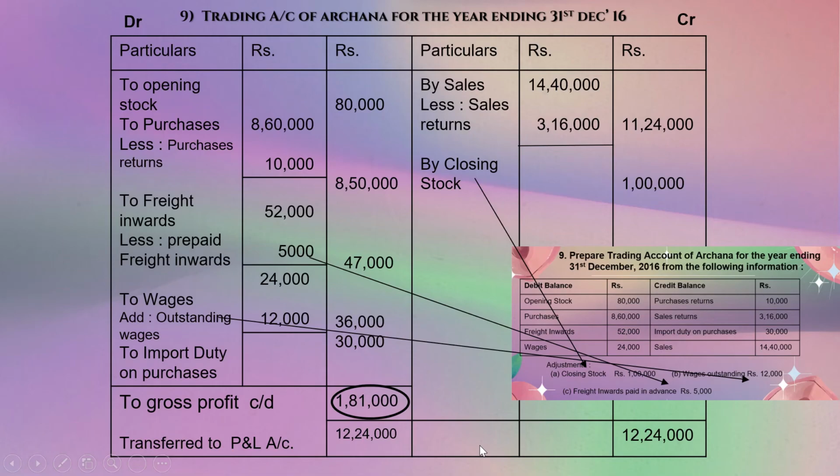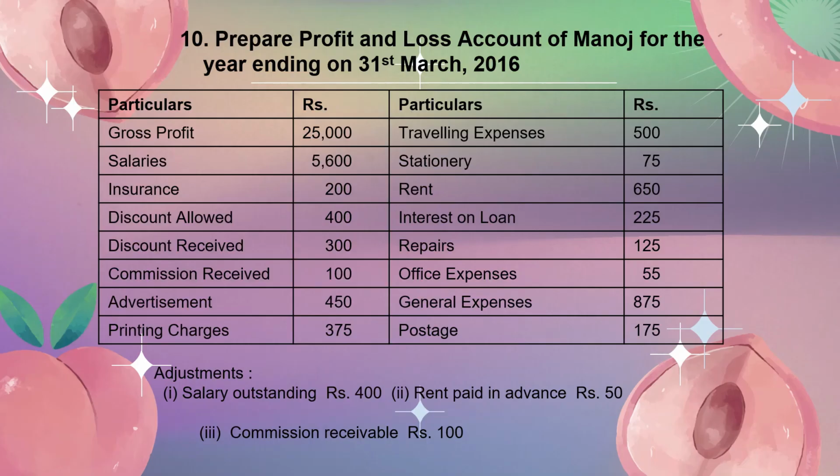And next is 10th sum, profit and loss account alone they have asked. So here the sum is like that. Adjustment, see the adjustment, salary outstanding they have given, rent paid in advance, commission receivable is you are yet to receive, so it is an accrued commission, okay. Payable means yet to pay, okay, outstanding, we should take it. Okay, so now we'll prepare.